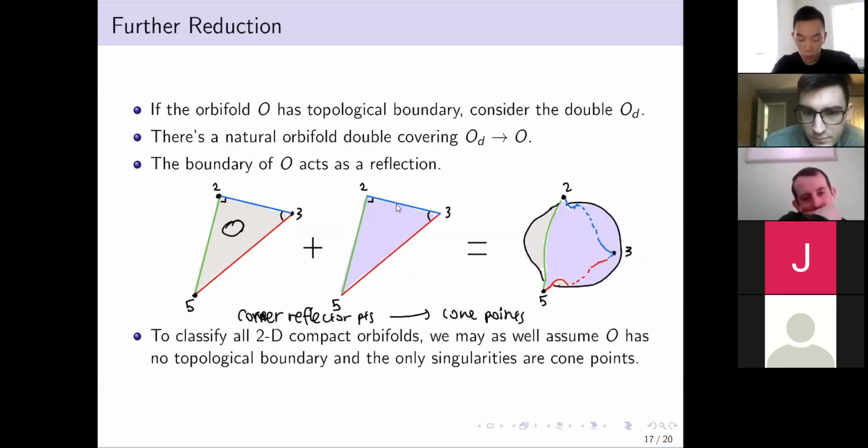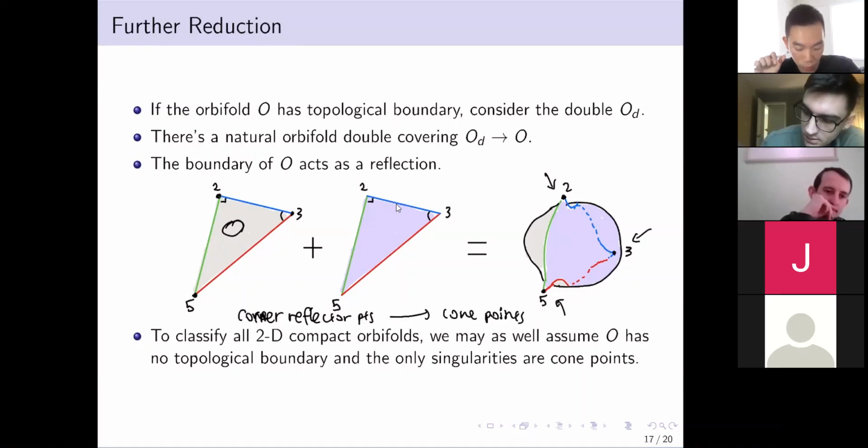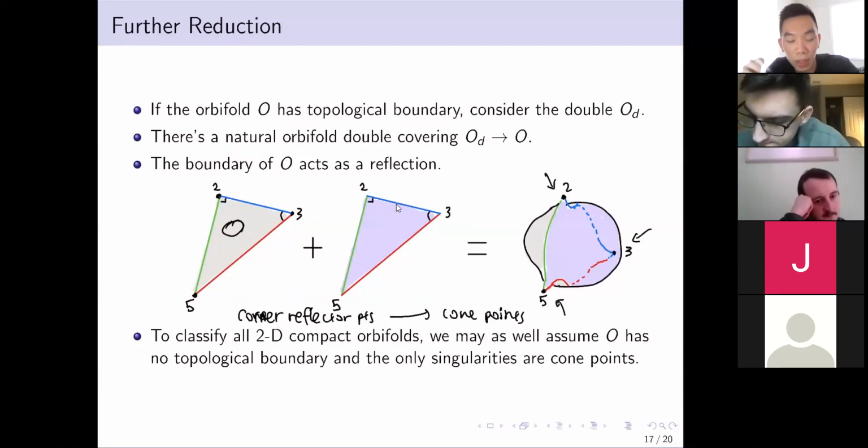Under this double, we are going to have cone points instead of corner reflector points. Okay. And then basically we can reduce to the case where the compact orbifolds that we have do not have boundary, because whenever one does have boundary, we can just consider its double. We take this double covering instead, which is still compact but has no boundary. Okay.